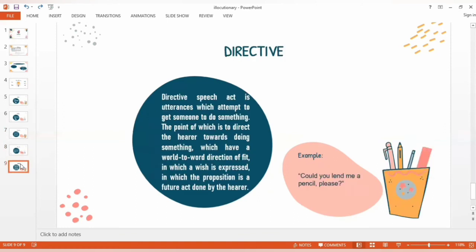And the next is directive. Directive speech act is an utterance which attempts to get someone to do something. The point of which is to direct the hearer toward doing something, in which the proposition is a future act done by the hearer. Example: could you lend me a pencil? When someone says, could you lend me a pencil, please? The utterance represents the speaker requesting that the hearer do something, which is to lend him a pencil.